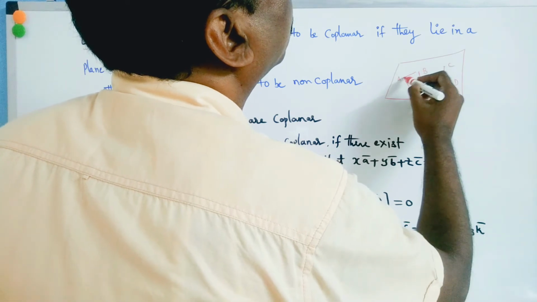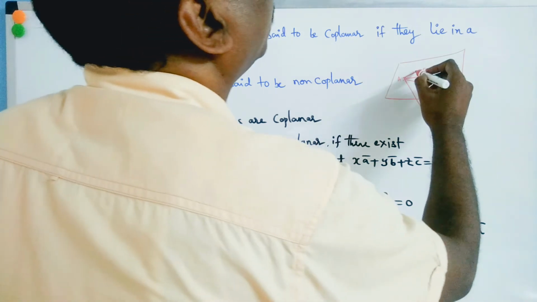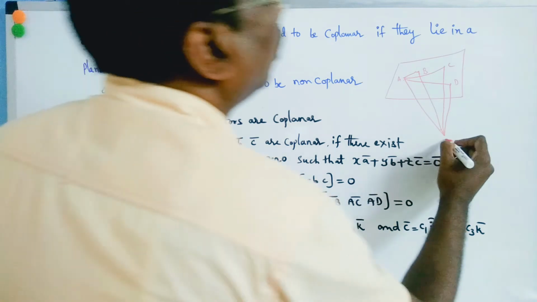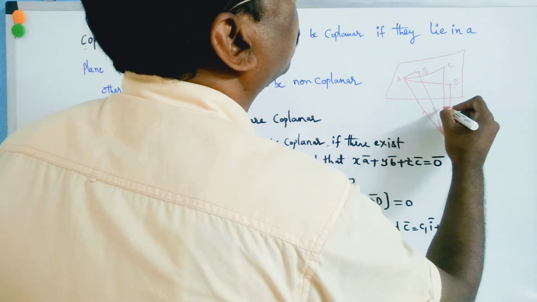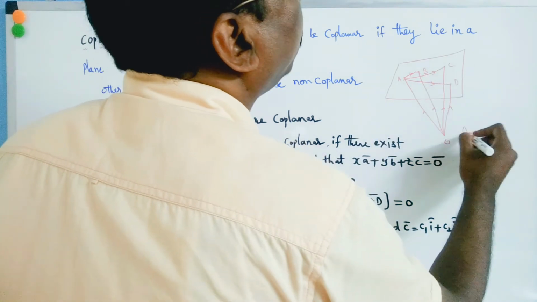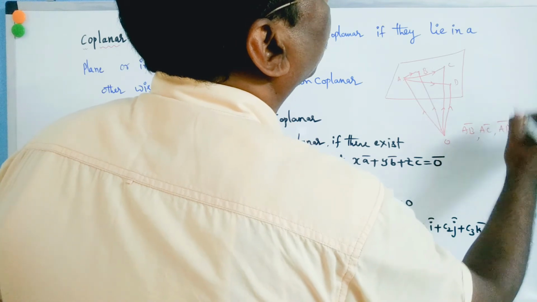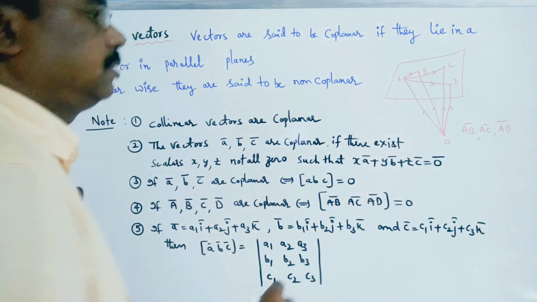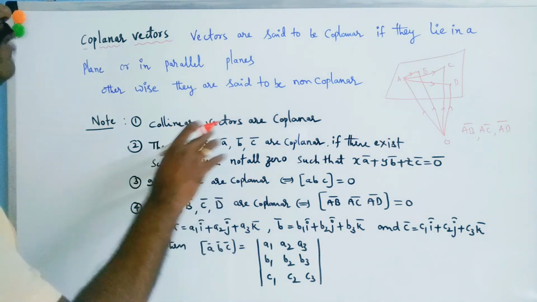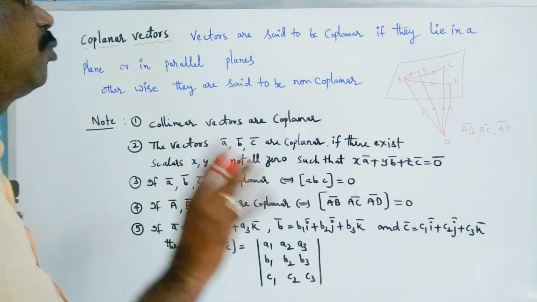Now AB, AC, AD. Here A bar, B bar, C bar, D bar are coplanar vectors. AB bar, AC bar, AD bar are coplanar vectors. Note one: collinear vectors are coplanar vectors. All collinear vectors are coplanar.